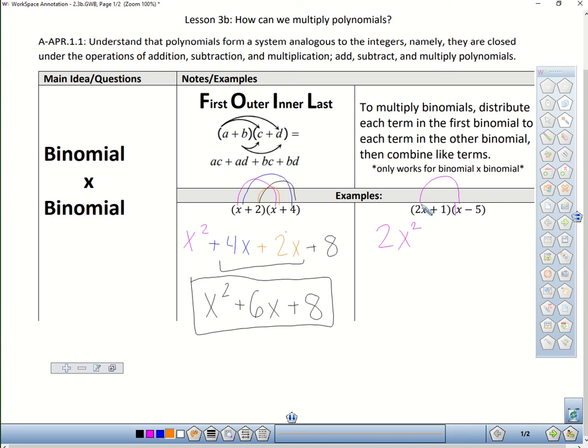So then we're going to do the outer terms. So 2x and negative 5. So Kate, this is all you. What's 2x times negative 5? I think it's 10x. Negative, good. Negative 10x. Good job. And next we're going to do inner terms, okay?